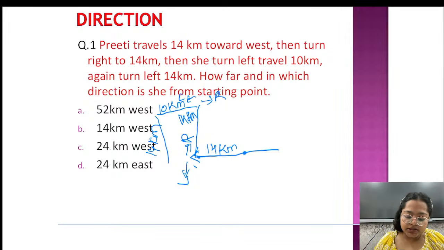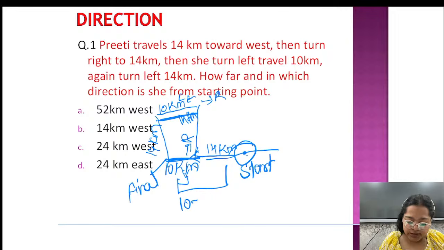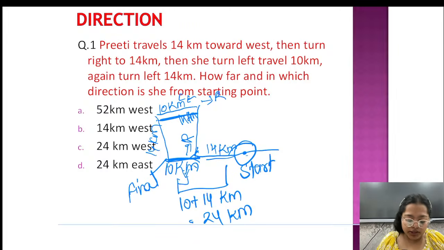Now what does the question say? How far and in which direction is she from the starting point? So this is the starting point of Preeti. This is 10. If this distance is 10, so this distance is also 10 kilometers. Now this is the starting point of Preeti and this is the final point of Preeti. So how much distance? 10 plus 14 kilometers equals 24 kilometers. So the total distance covered by Preeti is 24 kilometers.